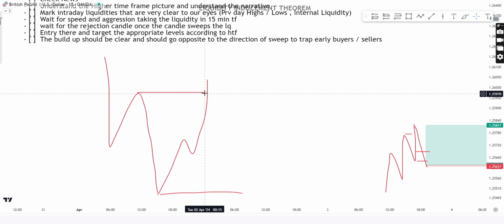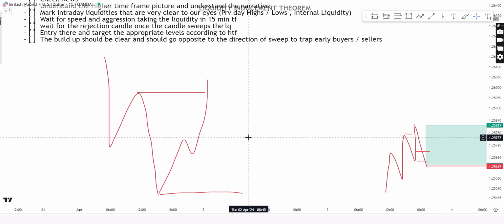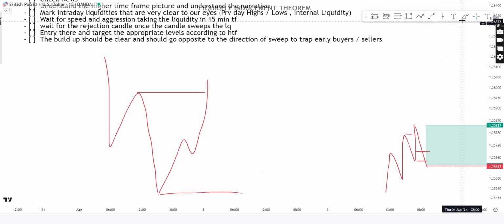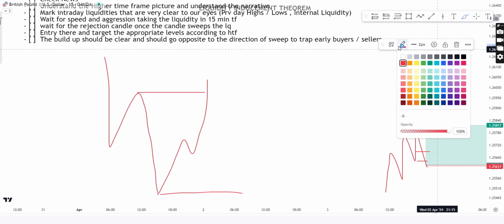Here the last liquidity sweep is bearish. So that's why we only focus on the sells in the 15 minutes time frame. This is very, very important. So for the 15 minutes time frame, I will use color blue.